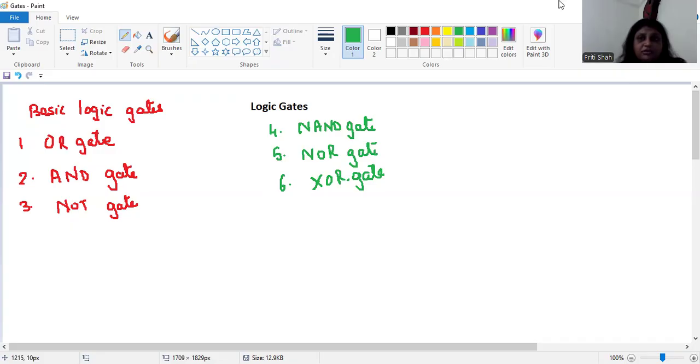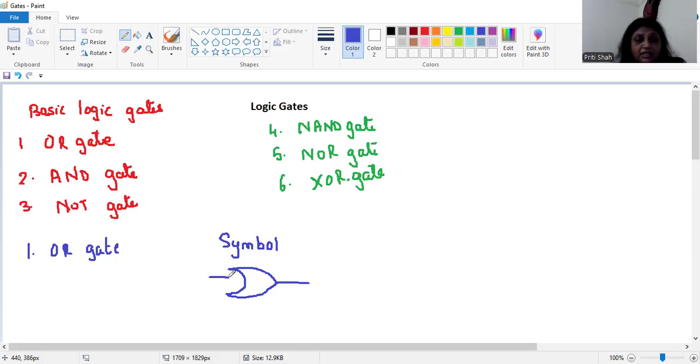So first let's talk about the OR gate. So let's write it down. Now, first of all these gates will have some symbol. Okay. So what is the symbol of an OR gate? So let's draw the symbol of this OR gate. The symbol of an OR gate is like a semicircle like this. It's a beautiful gate.